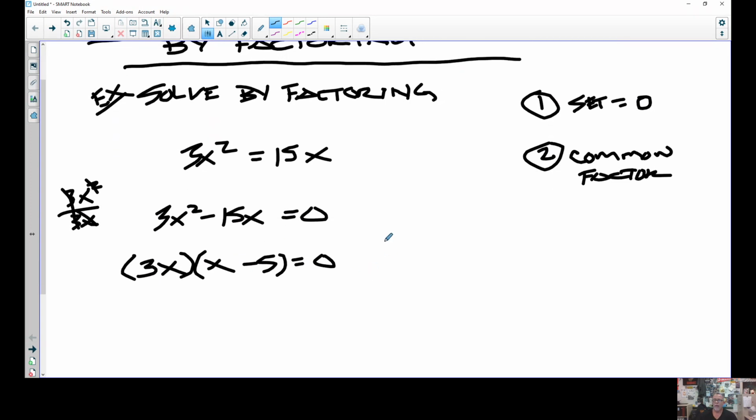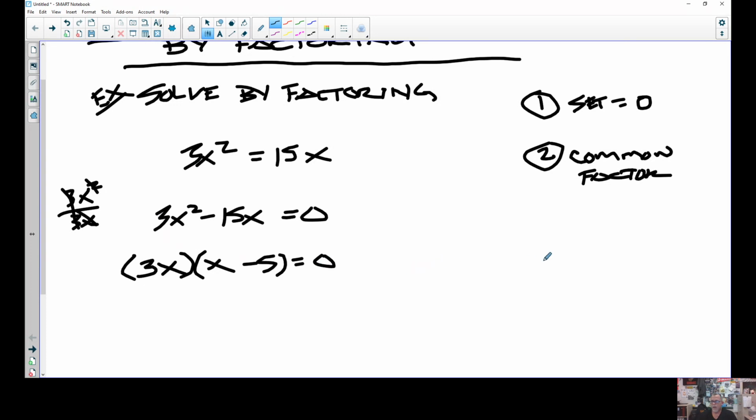And now what do we do with that? The idea is to solve. So the thought behind this, guys, and I don't know if it's ever been explained to you, because every year I'm a little surprised when I talk about this. The reason we want this factored form is we have two things being multiplied set equal to 0 now. So think about what that means.